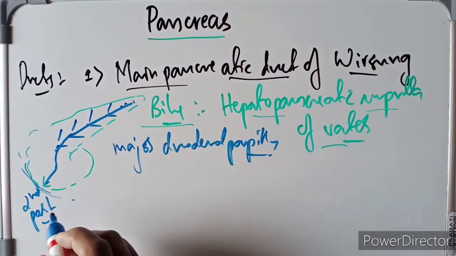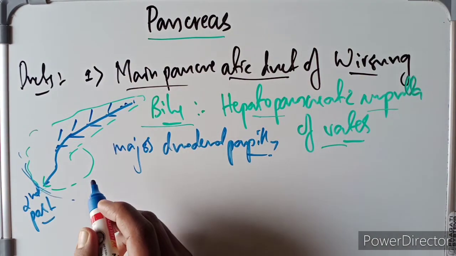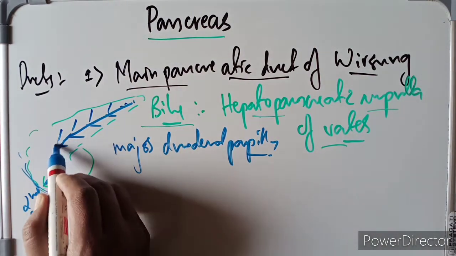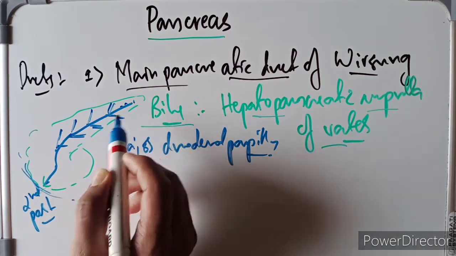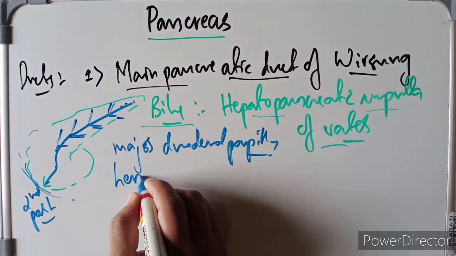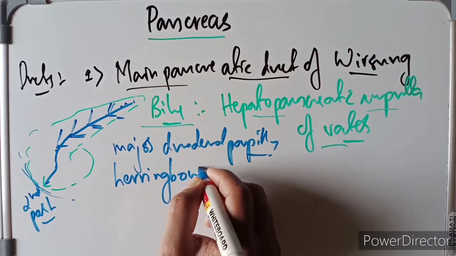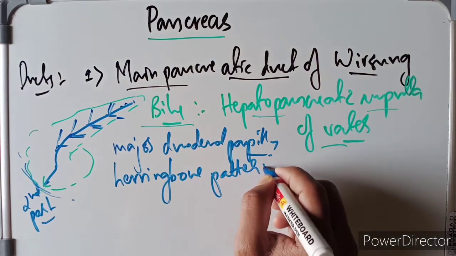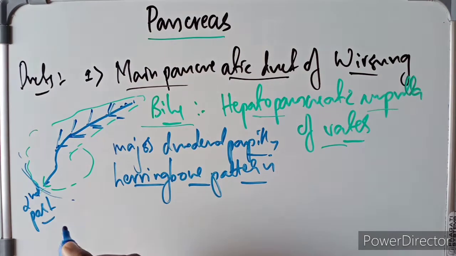It receives tributaries and smaller ducts throughout its entire length at right angles, which is known as the herringbone pattern. So this pattern receives ducts. This is known as the herringbone pattern. In the herringbone pattern, it receives its ducts through the entire length of the gland.